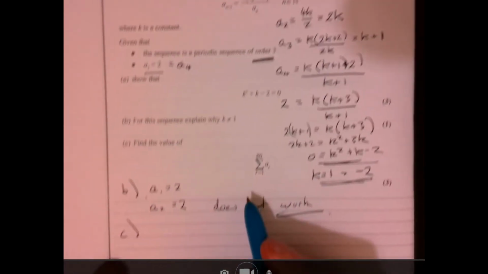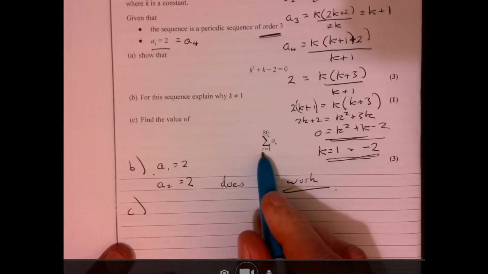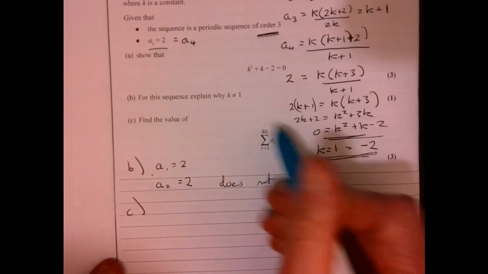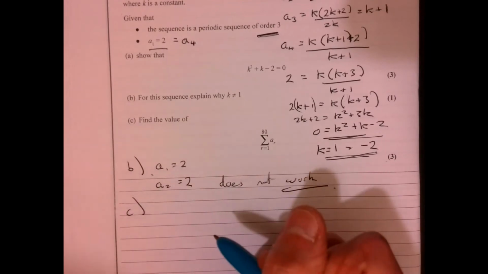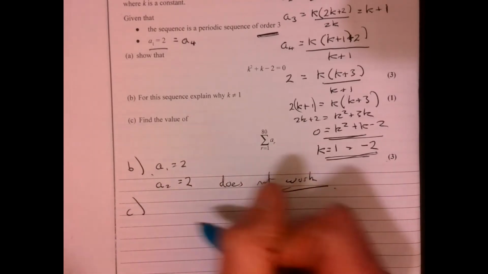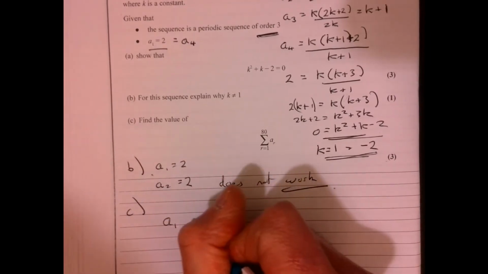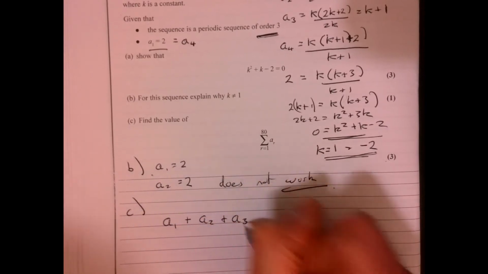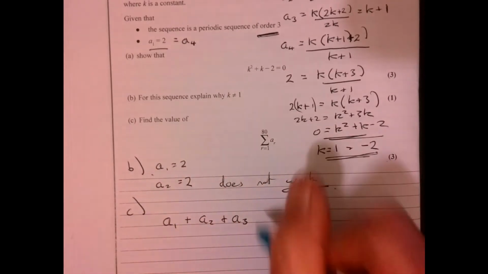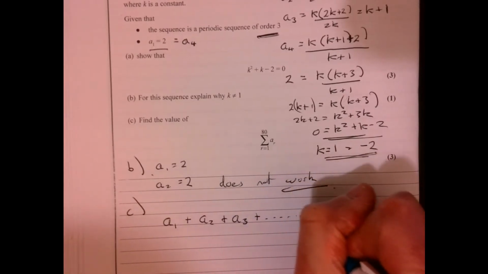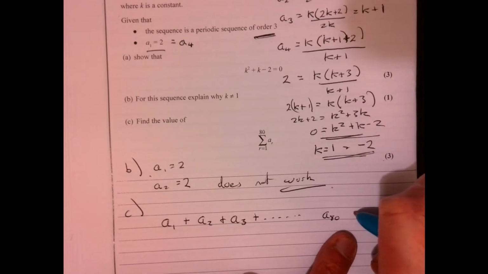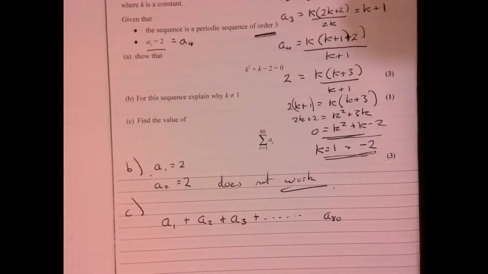So let's look at part C. Initially you might think, ugh, I've got this over here to do. So what does this thing actually mean? Well, it means A1 add A2 add A3, and so on. Don't worry, I'm not going to go all the way up there. Imagine that we had A80. We want to work out what this lot actually is.